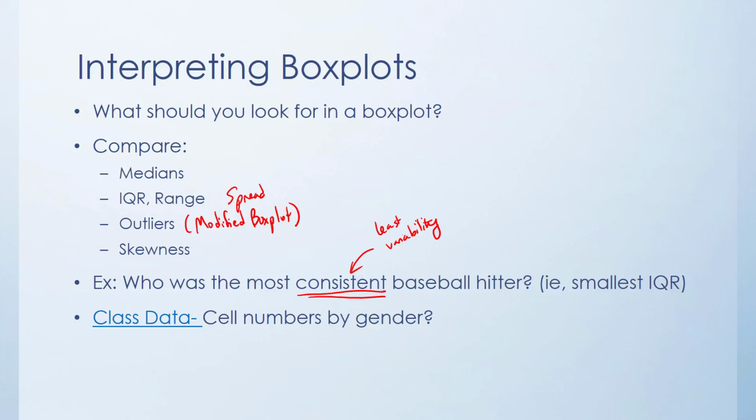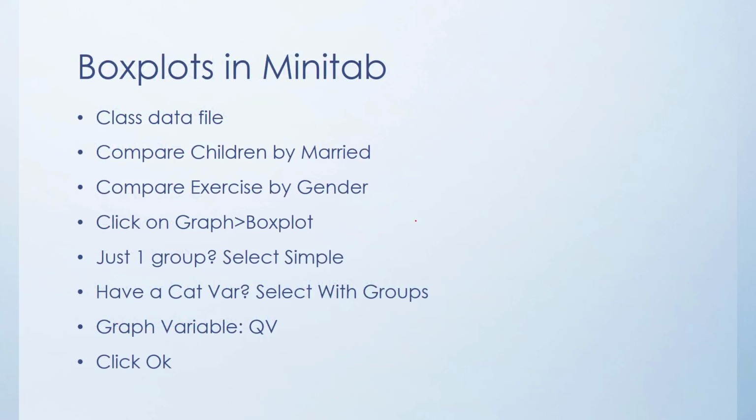So we'll look at a few things in the class data. We'll look at the cell numbers by gender and whatnot. But before I jump there, we'll look at the last slide here, because this is just a reminder for you guys on how to make box plots in Minitab. It does depend on how you have your data set up. Most of the time, though, you're going to have your quantitative variable and then a categorical variable that you want to split your data up over.